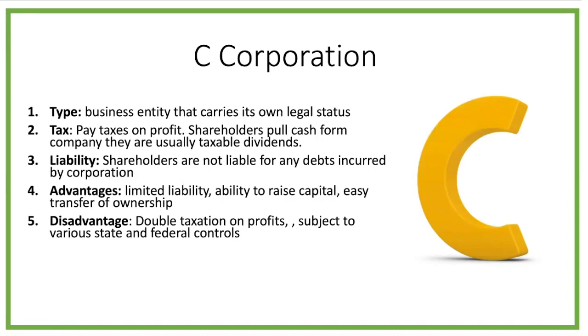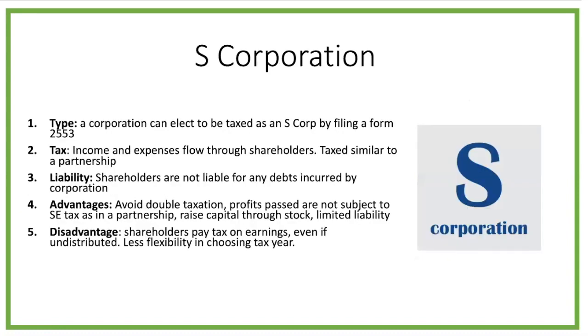Now, one of the big disadvantages to C corporations is with improper tax planning, you could look at double taxation, and you could be subject to various state and federal restrictions that hold you back from being able to conduct business. The next type of corporation we're going to look at is an S corporation. It has the word corporation in there, so you might be thinking C Corp.